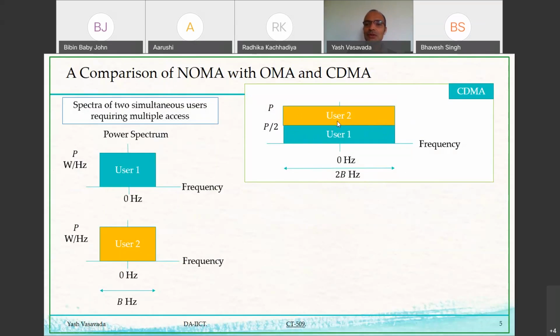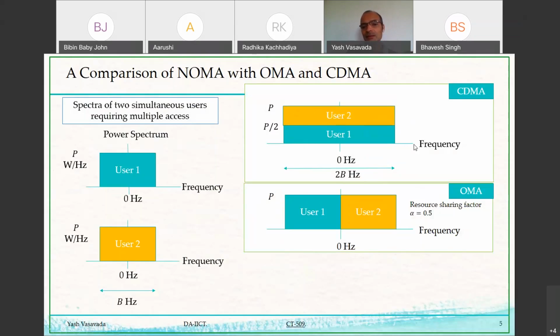It is not that user 2's power spectrum begins from P over 2 and goes up to P. I think that would not be the right way to read this diagram. Obviously, both user 1 and user 2 signals, if you look at them individually, their power spectral density has a height of P over 2 only. But when you consider them combined, then the net signal has a power spectral density of P watts per hertz. So this is the concept of CDMA.